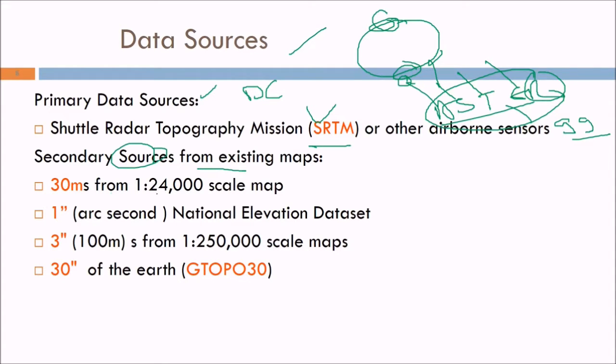We have 30 meters, say from 1 is to 24,000 scale map, 1 arc second from NED, that is National Elevation Data Set, and 100 meter around 3 arc second. See, this is 3 arc second around 100 meter, this is 1 arc second around 30 meter. So 30 meter from NED and 100 meter from 1 is to 250,000 scale maps, and also 30 arc second of the earth, which we call GTOPO30.